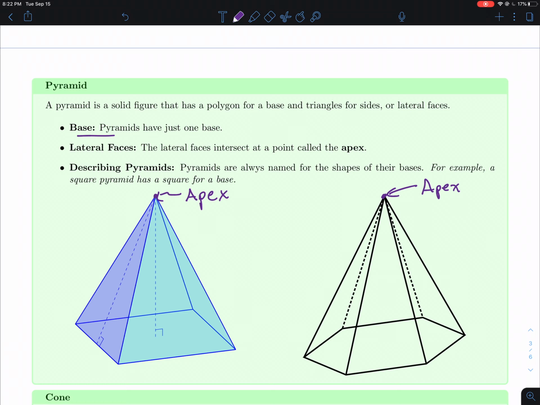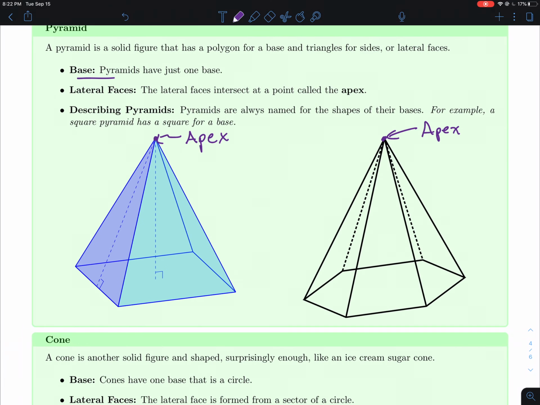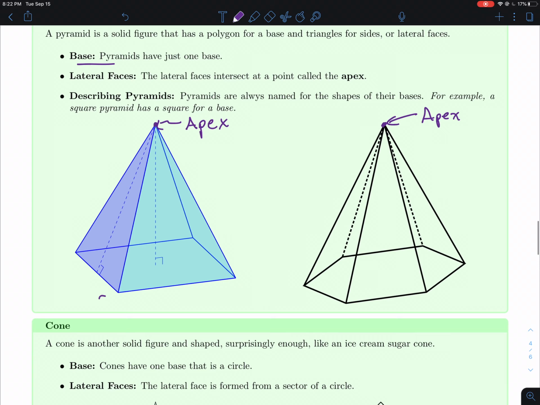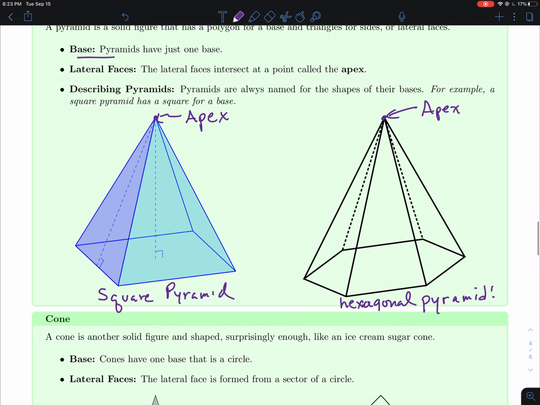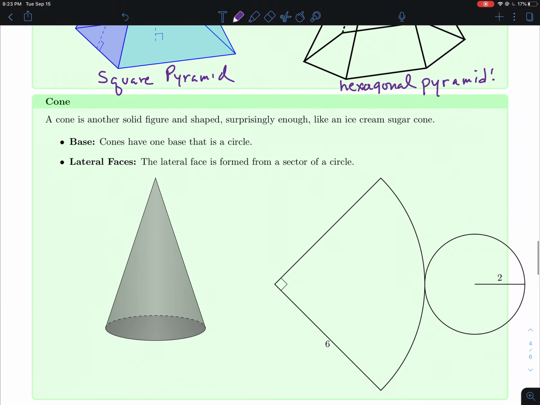apex. And again, we describe pyramids the same way we would describe prisms. So it's again based on the base itself. So in this case, this would be a square pyramid. And then this one is 1, 2, 3, 4, 5, 6. So this is six-sided. So this would be a hexagonal pyramid. All right.